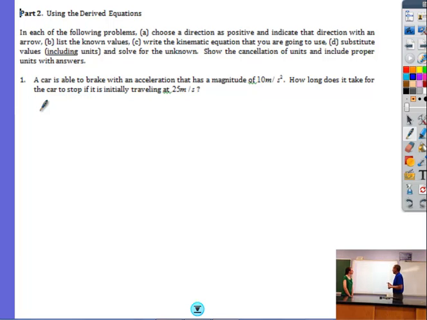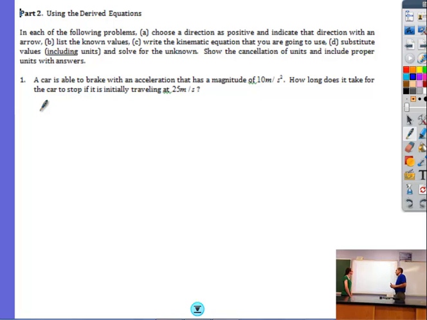Write the kinematic equation that you're going to use. Once you've figured out what you know and what you want to know, then you've got to figure out the relationship you're going to use to get there. And that's usually an equation, and in complicated problems, it's 2 or 3 equations. Then we're going to use the equation, substitute in our values, solve for the unknown, show all our work, circle our answer, and make sure we have units.